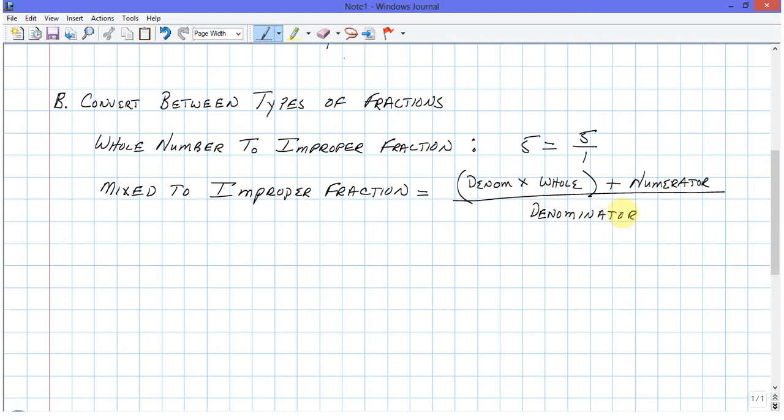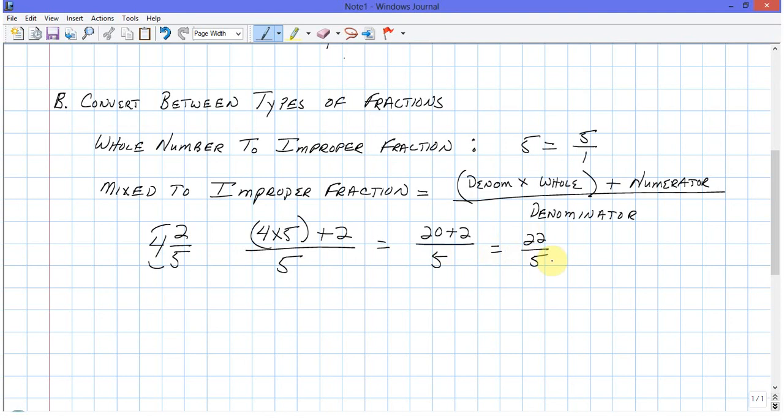Okay, so say for example we had the number 4 2/5. To change that into an improper fraction, I'm going to take the 4 times the 5, then I'm going to add to that the 2, and put that all over the common denominator. So that would be equal, by order of operations, to 20 plus 2 all over 5, which is 22 over 5. That would be my improper fraction.